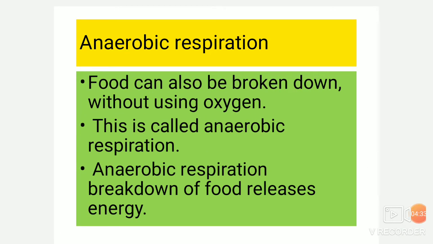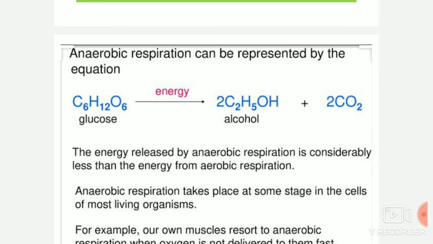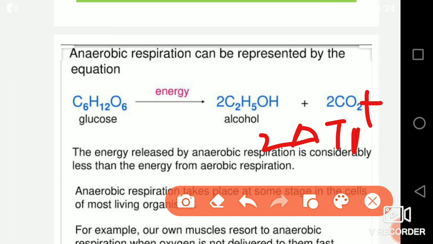Anaerobic respiration: food can also be broken down without using oxygen. This is called anaerobic respiration. Here oxygen will not be used, but the glucose will be broken down into alcohol and carbon dioxide, and 2 ATP is released. There, 38 ATP was there, here only 2 ATP will be released as energy.